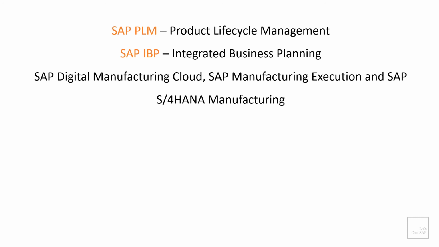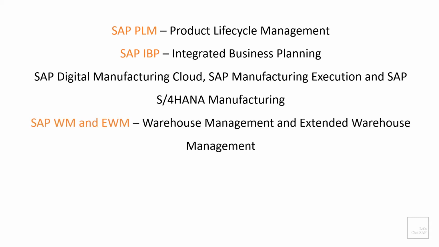The third one is three different softwares. So SAP Digital Manufacturing Cloud, SAP Manufacturing Execution, and SAP S/4HANA Manufacturing. These bunch of applications are used for streamlining end-to-end manufacturing processes. They incorporate functionalities such as manufacturing operations management, comprehensive planning features, integrated scheduling, managing equipment effectiveness, etc.